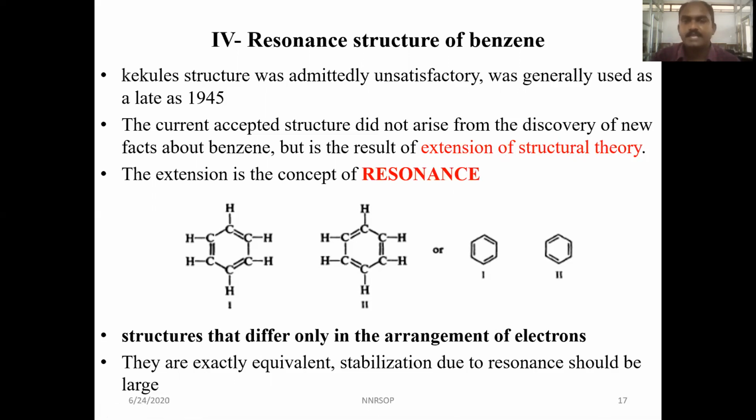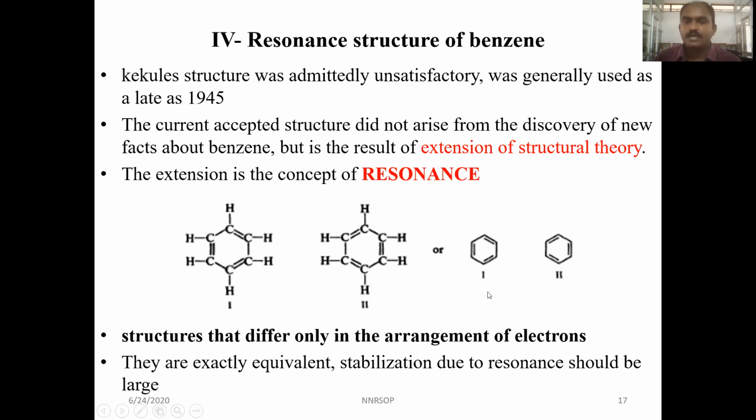So in 1931, the extension of structure theory gave a concept called resonance, which said that a delocalization of electrons takes place. Because of that, structural isomers are produced which have a similar molecular formula, but they differ in the arrangement of electrons. The structures are similar, but the arrangement of electrons is different.